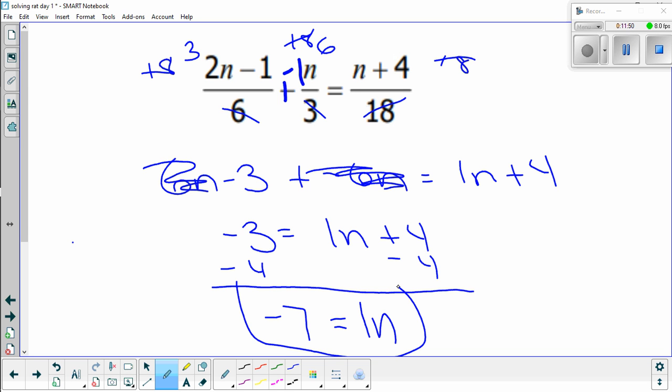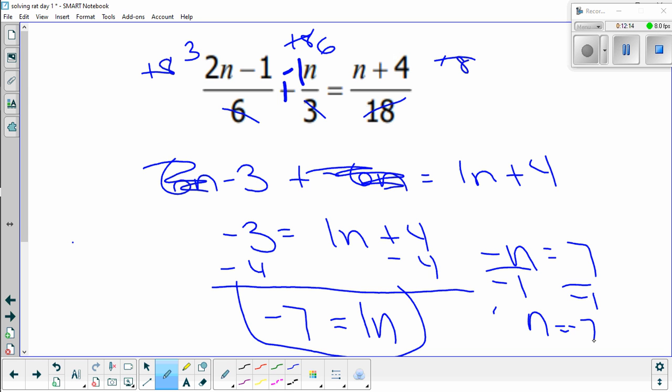Yeah. I got positive. Did I need the question before? Oh wait, I got negative n. Yes, you did. You got negative n equals positive 7, but I want regular n, so I have to divide by negative 1, divide by negative 1, so I get n equals negative 7. Does that make sense? Good question.